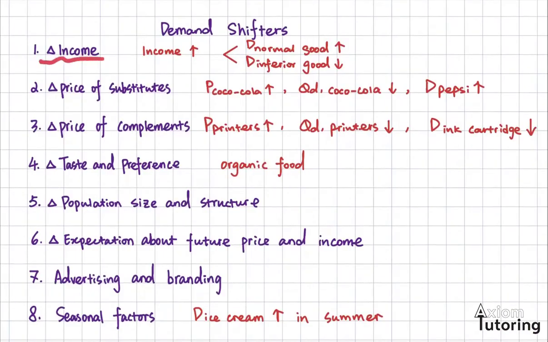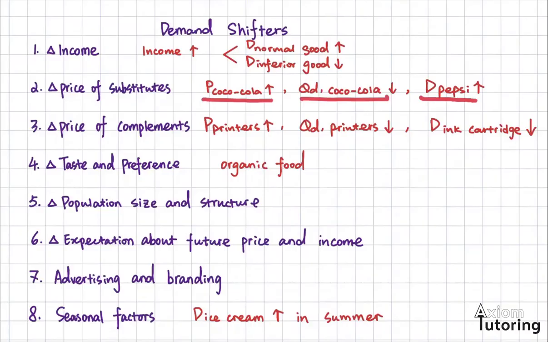Firstly, changes in income. When people's income rises, demand for normal goods increases and shifts to the right. Demand for inferior goods decreases and shifts to the left as people look for superior alternatives. Second, changes in price of substitutes. If the price of substitutes rises, say when the price of Coca-Cola rises, people are going to reduce quantity of demand of Coca-Cola itself. But since they still have the desire to drink Coke, they are going to demand more Pepsi. Pepsi demand is going to shift to the right.